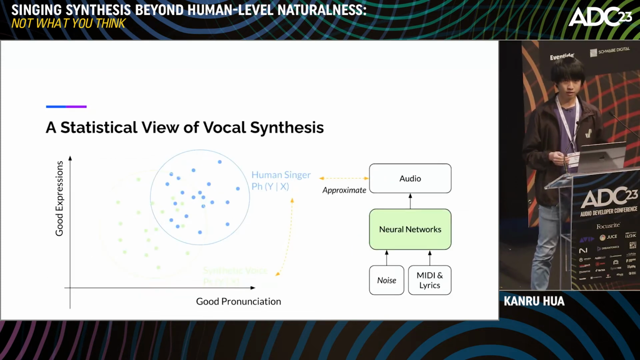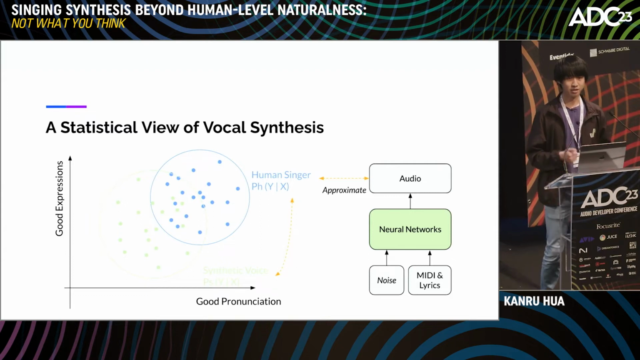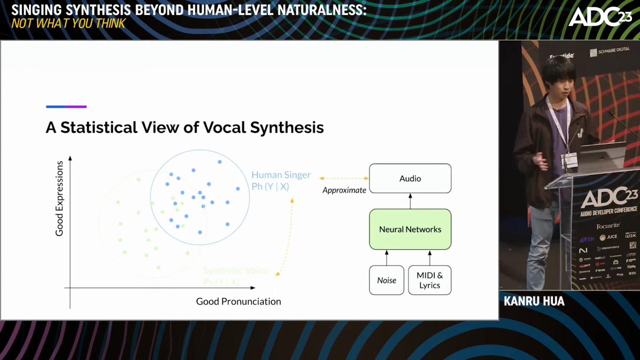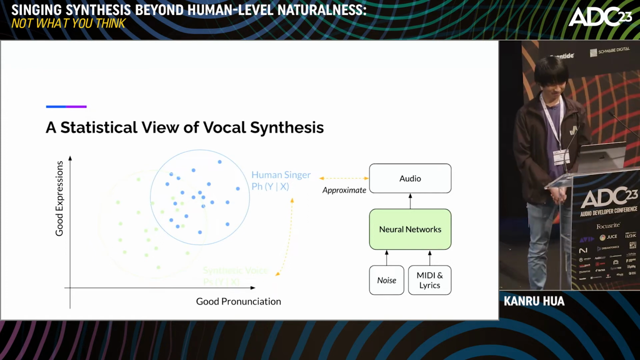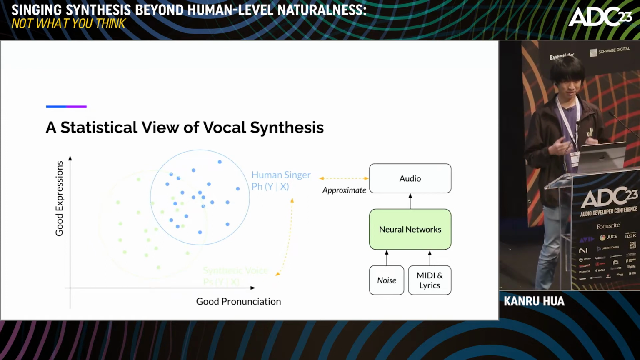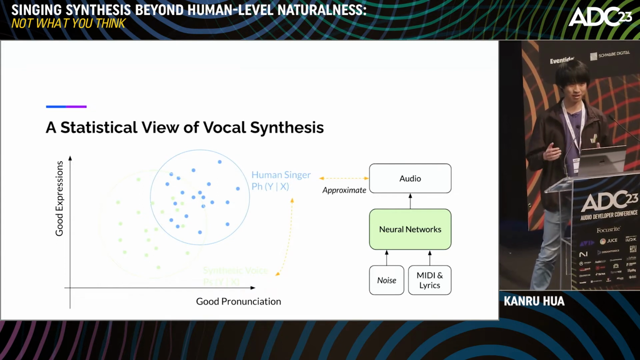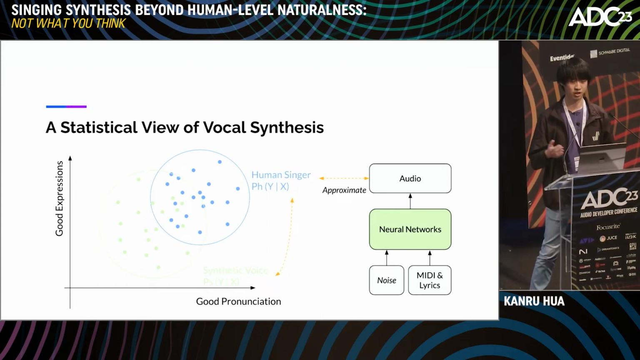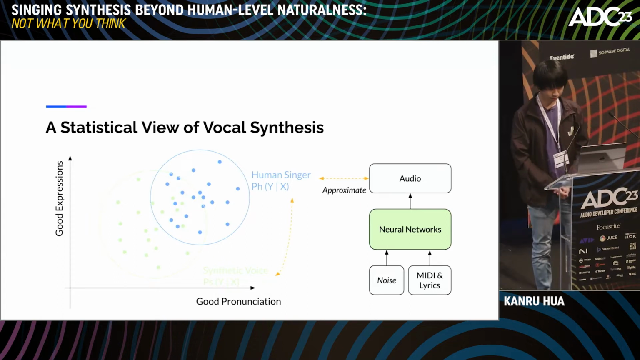Now, let's actually understand this from a statistical point of view. If you're a human, well, all of us are human, then human is inherently random. You ask a singer to sing the same thing twice, and you see, we have different intonations each time we sing it. That is probably closer to rap, but you get the idea.